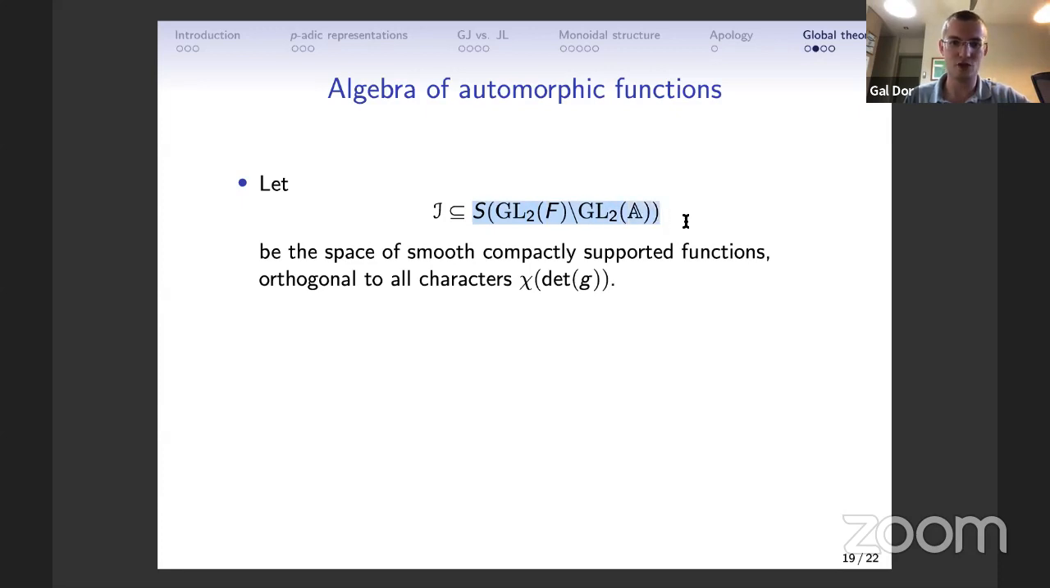Consider the space of automorphic functions, so functions on GL2(A) modulo GL2(F) that are smooth and compactly supported. And now let's consider just the generic functions. What do I mean by generic functions? I mean the functions on the automorphic quotient that are orthogonal to all one-dimensional characters, that when you integrate them across the determinant, you get 0. These are the generic automorphic functions.